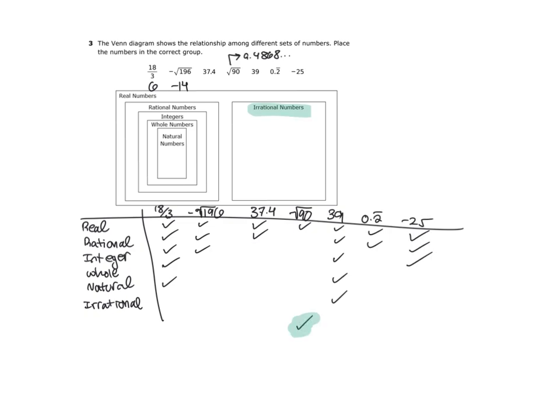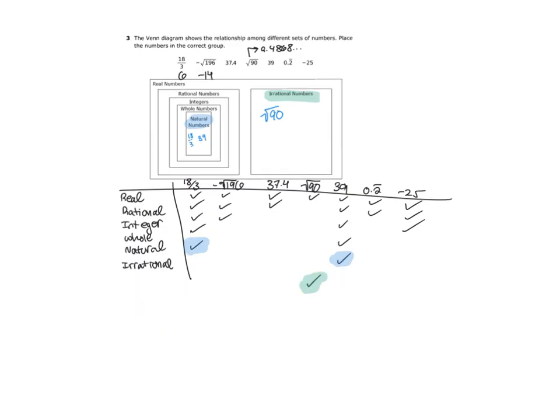So first I'm going to do my irrational number, and I only have one of them. It's just the square root of 90. That's the only irrational number here. Next, let's take a look at our natural numbers. Our natural numbers are 18/3, which is really a 6, and 39.